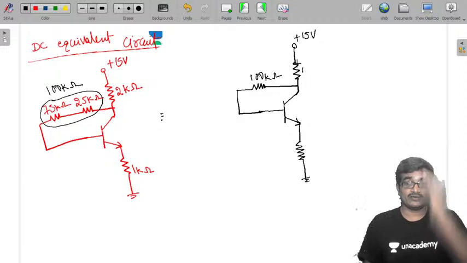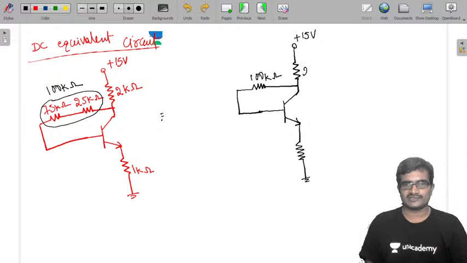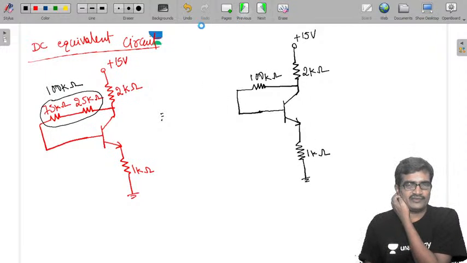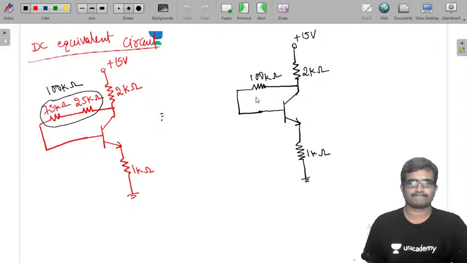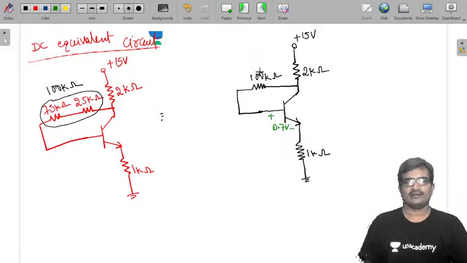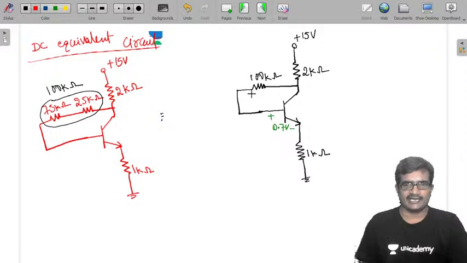RC value is 2 kilo ohms. It is 1 kilo ohm. And they gave in the problem VBE is 0.7 volts and beta is 49. Now just check the current equations. This is connected to the base directly, this resistor 100 kilo ohms.